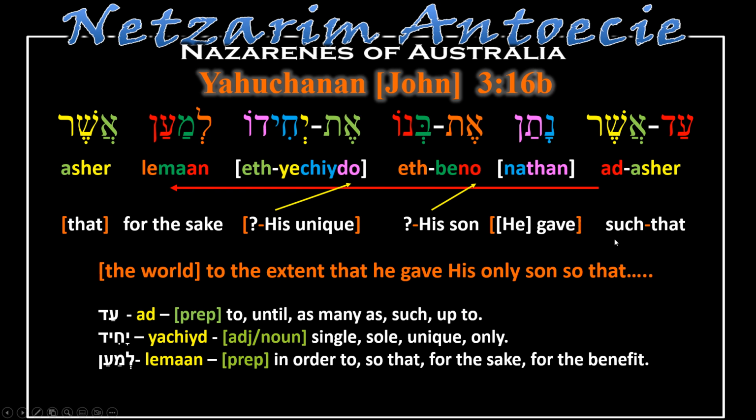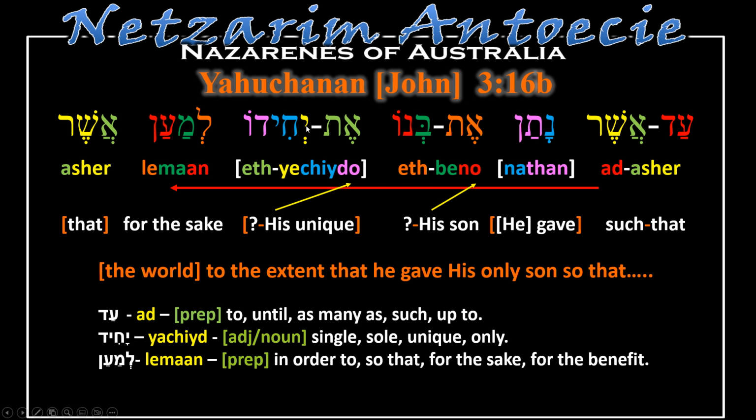Ad, meaning, and this can have various meanings. If we look down here, ad as a preposition can mean to, until, as many as, such, up to. In order to make it sound all right, you could say up till that, or we've just chosen such that, because asher means that. Natan, he gave. Et, grammar marker. Beno, the o at the end is his son.